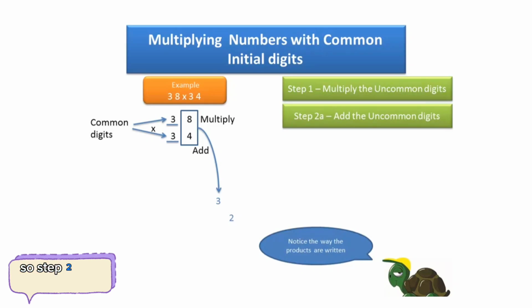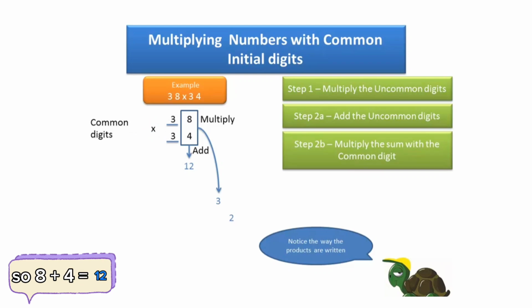So step 2, add the uncommon digits. So 8 plus 4 equals 12. Then multiply the sum with the common digit. So 3, which is the common digit of the numbers, times 12 equals 36. And it is placed the same way as the products from the uncommon digits.